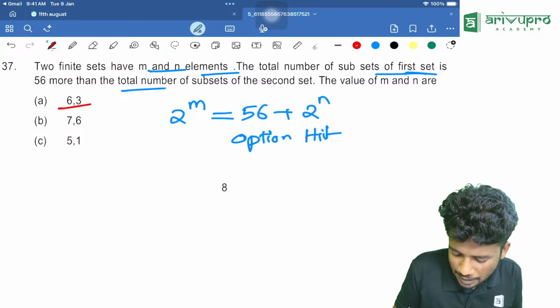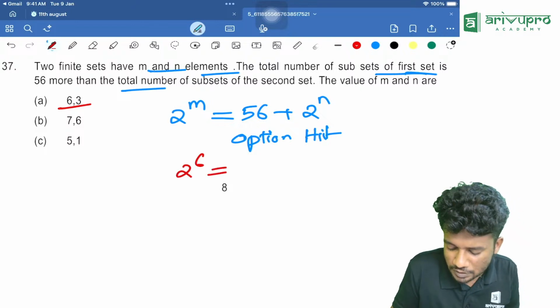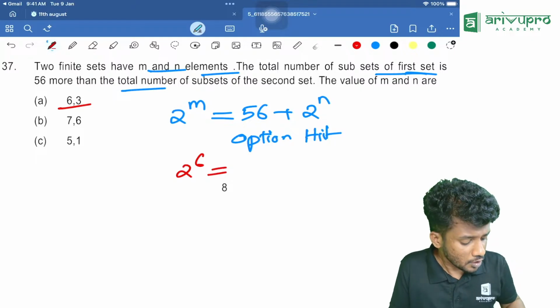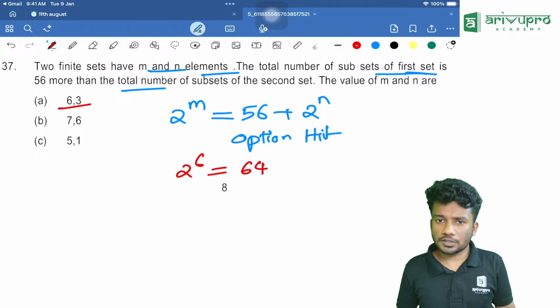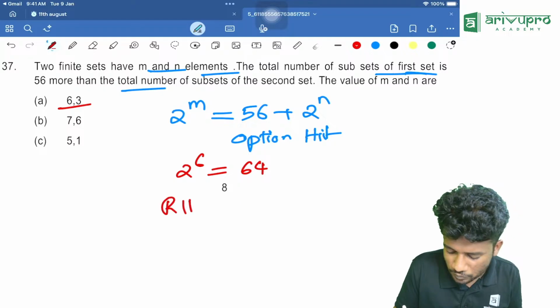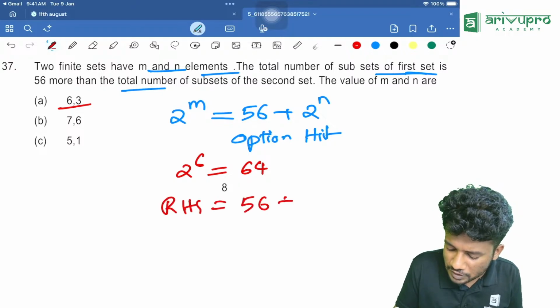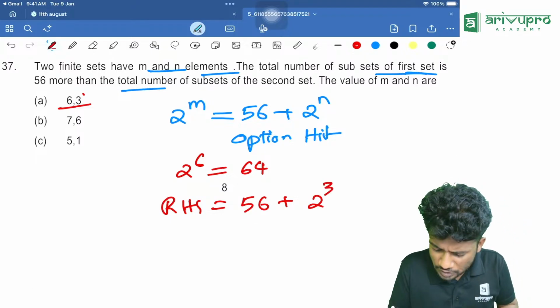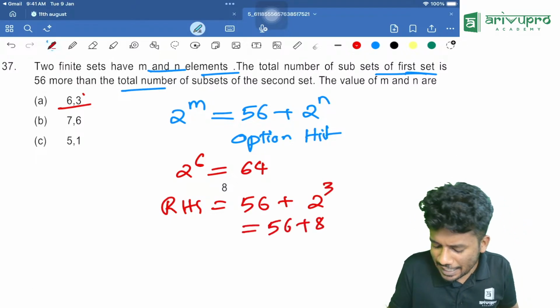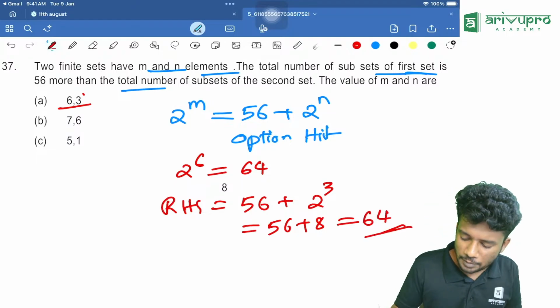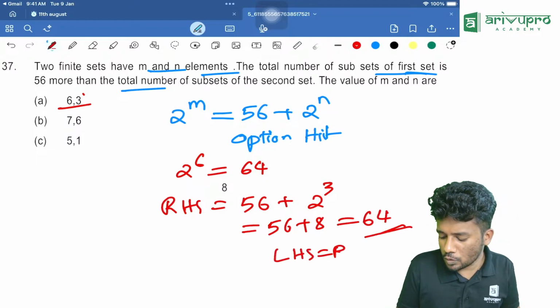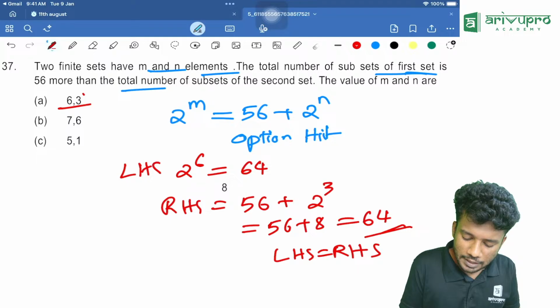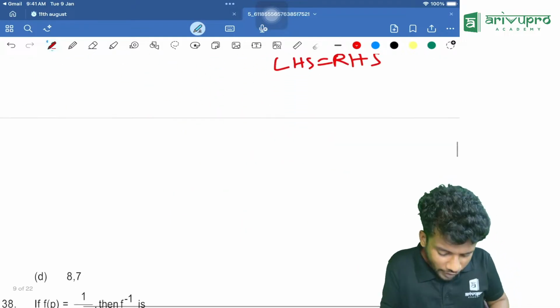Try option A. 2 raised to 6. 2 raised to 6 is how much? That is 64. 2 raised to 6 is 64. Now RHS we will try. RHS is nothing but 56 plus 2 raised to, instead of n, what are we going to put? 3, which is equal to 56 plus 8, which is equal to 64. That means LHS is equal to RHS. This is your LHS. So option A is your right answer.